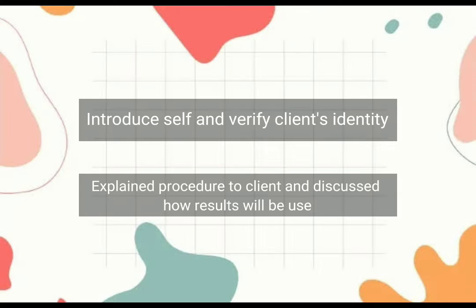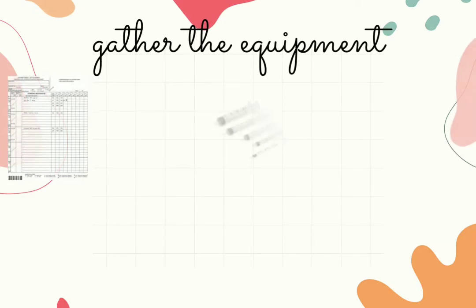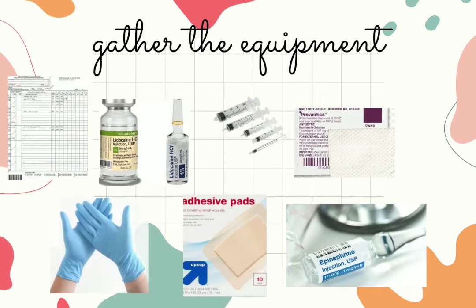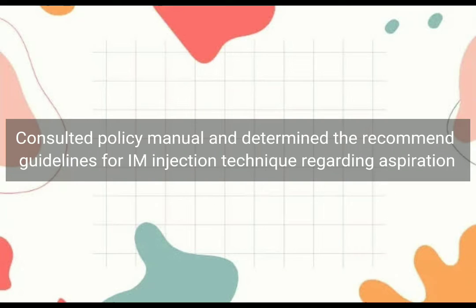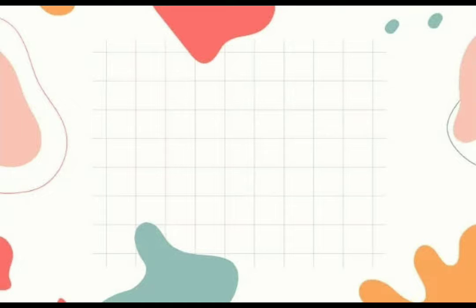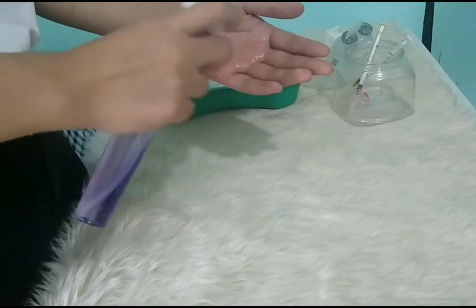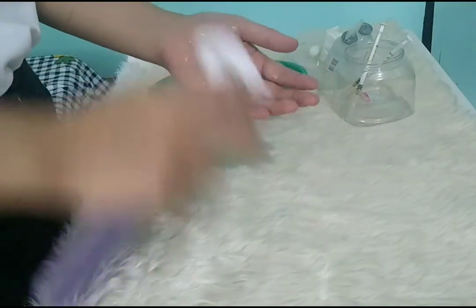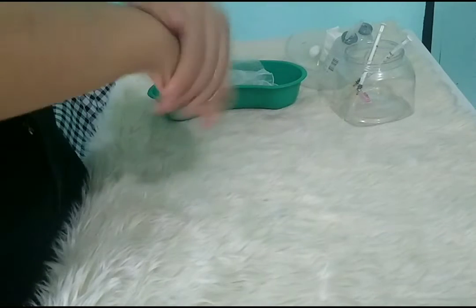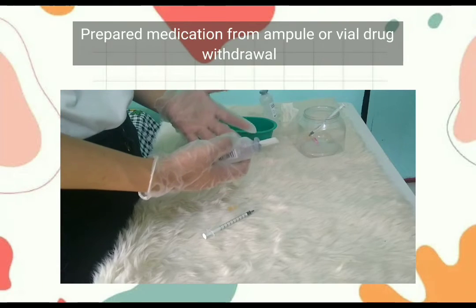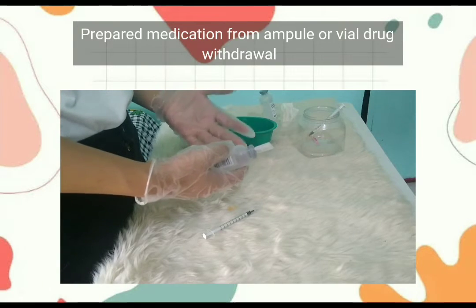Introduce self and verify the client's identity, explain the procedure to the client, and discuss how the result will be used. Consult the policy manual and determine the recommended guidelines for IM injection technique regarding aspiration. First is to perform hand hygiene and observe other appropriate infection prevention control. Now we can prepare the medication from an ampule or vial for drug withdrawal.